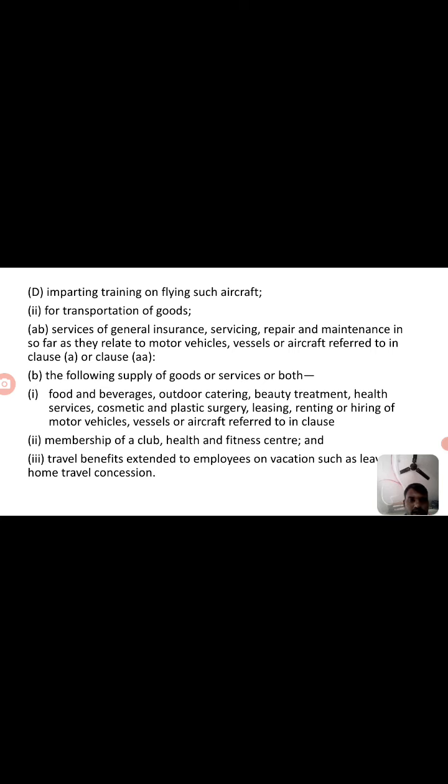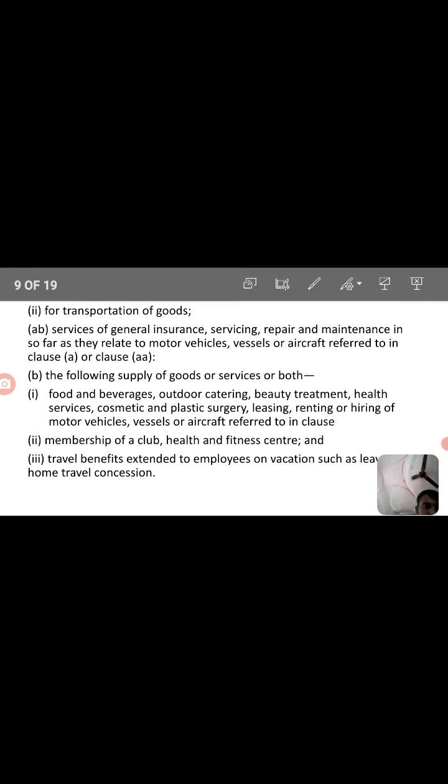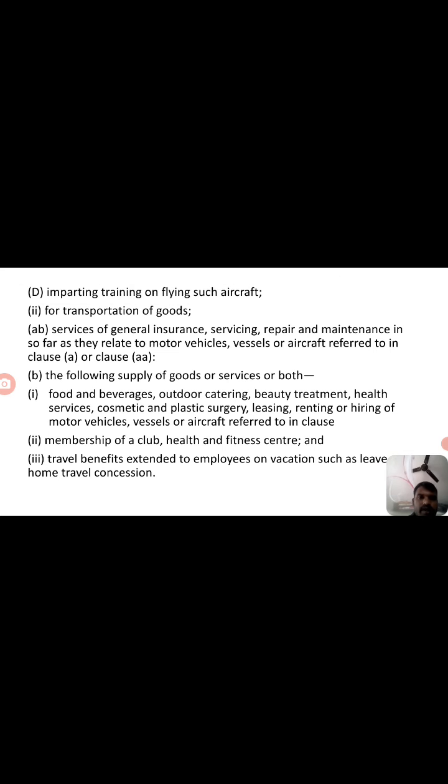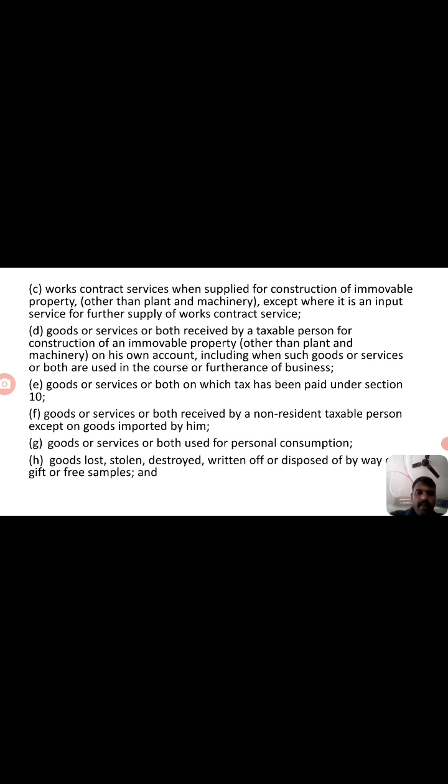Membership of a club, health and fitness center, travel benefit extended to employees on vacation such as leave travel concession, works contract service when supplied for construction of immovable property other than plant and machinery, except where it is an input service for further supply of works contract service. Goods or services or both received by a taxable person for construction of an immovable property other than plant and machinery on his own account, including when such goods or services or both are used in the course or furtherance of business.